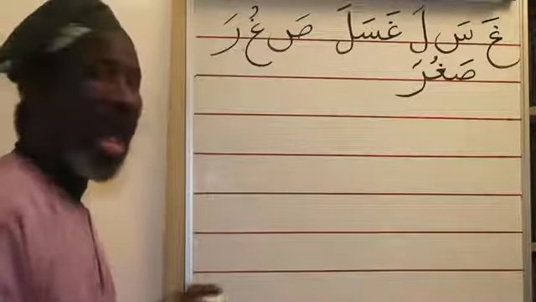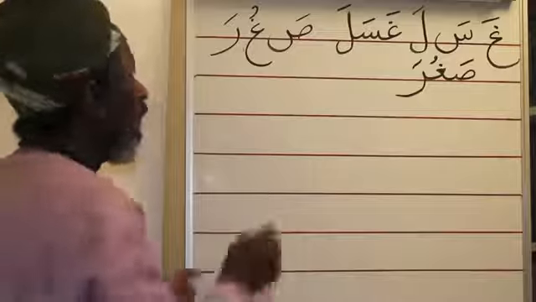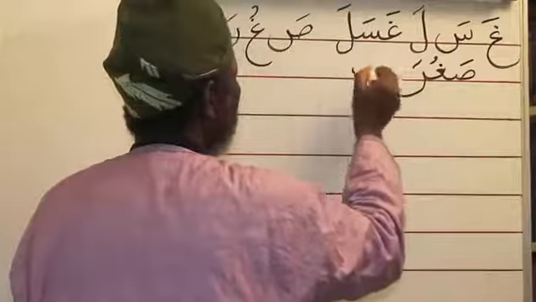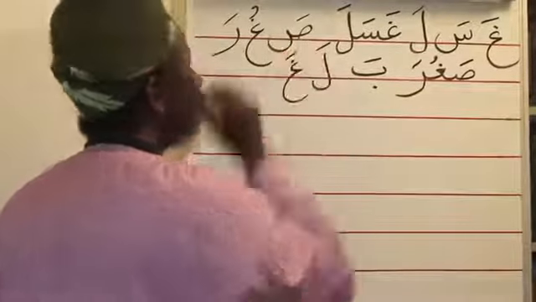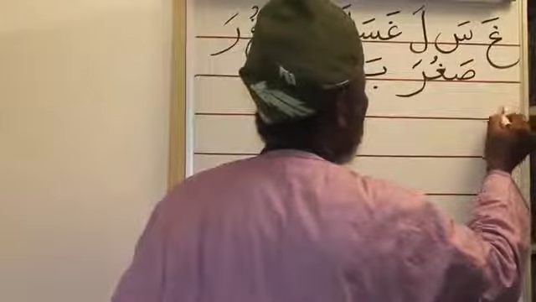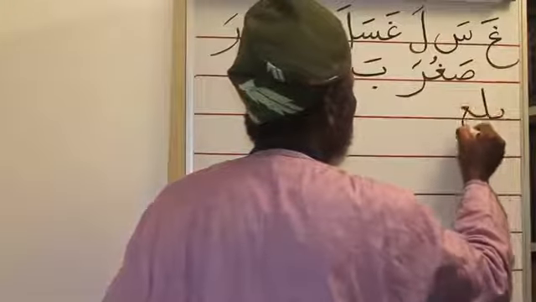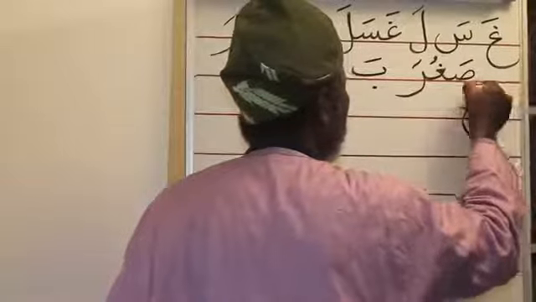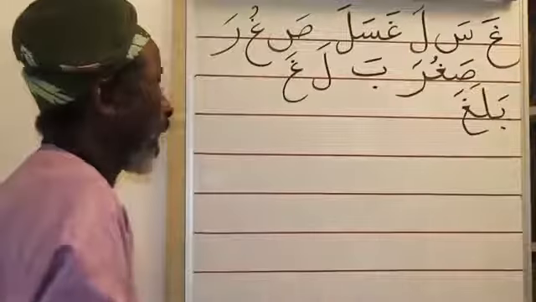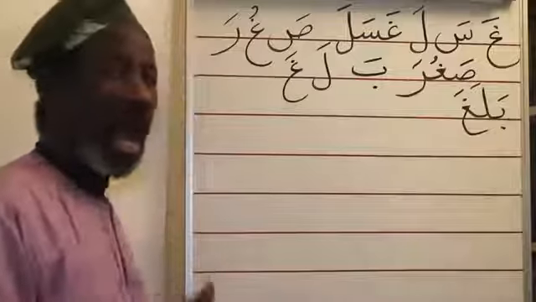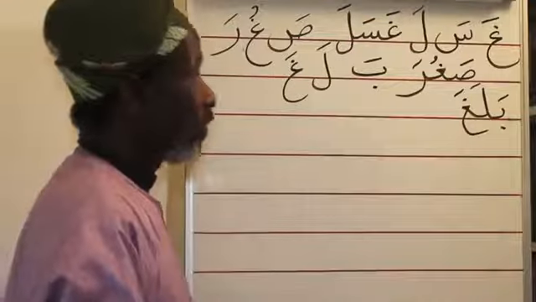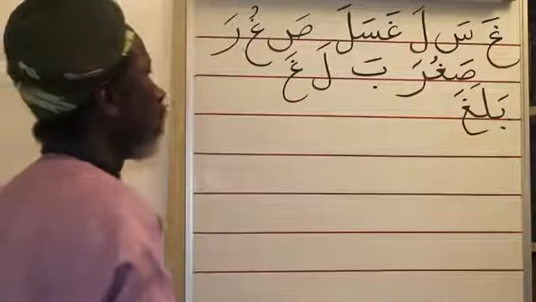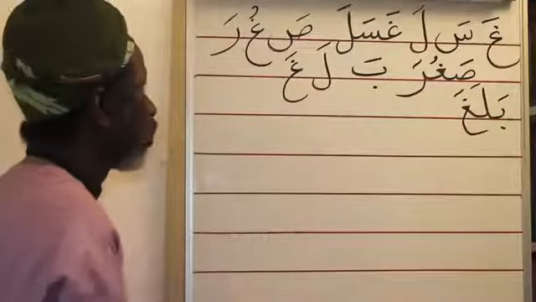Ghain in the end. Ba, la, gha. Balagha. Join. Ba, la, gha. Balagha. So we're done now. Ain, ghain. Next letter is fa. Fa, the beginning. We're still on page 37. So we have falata. Fa.